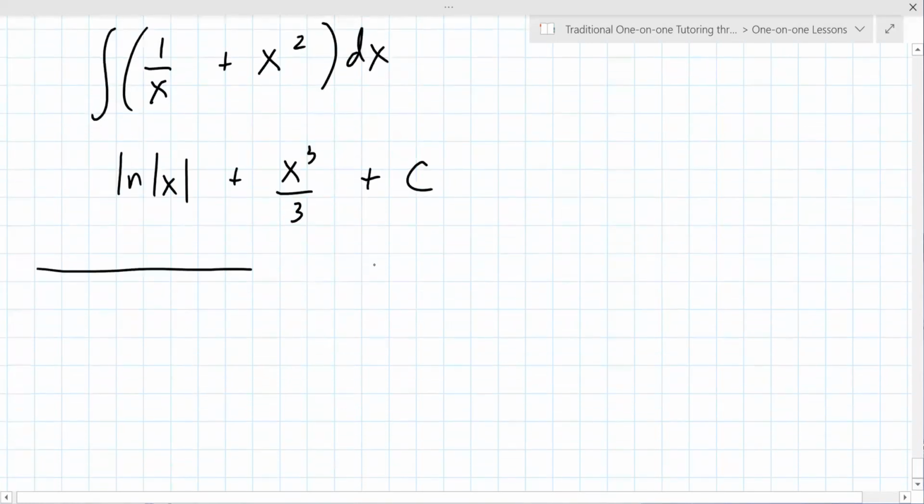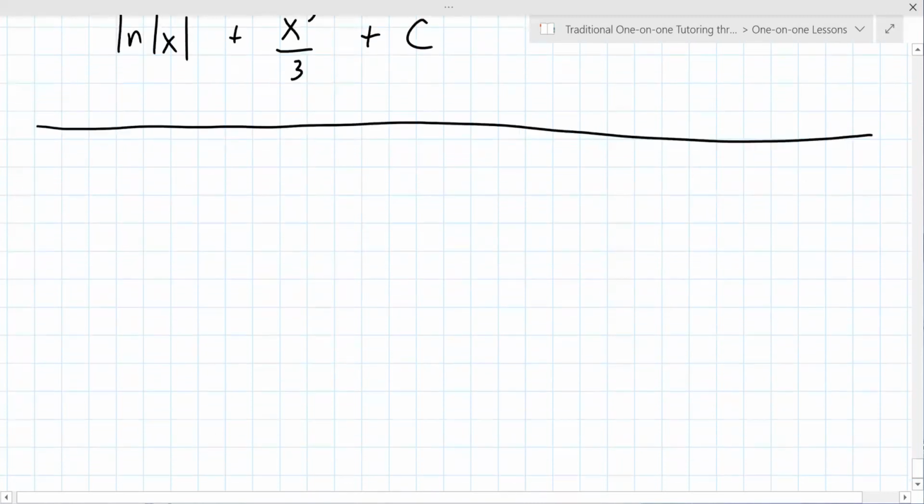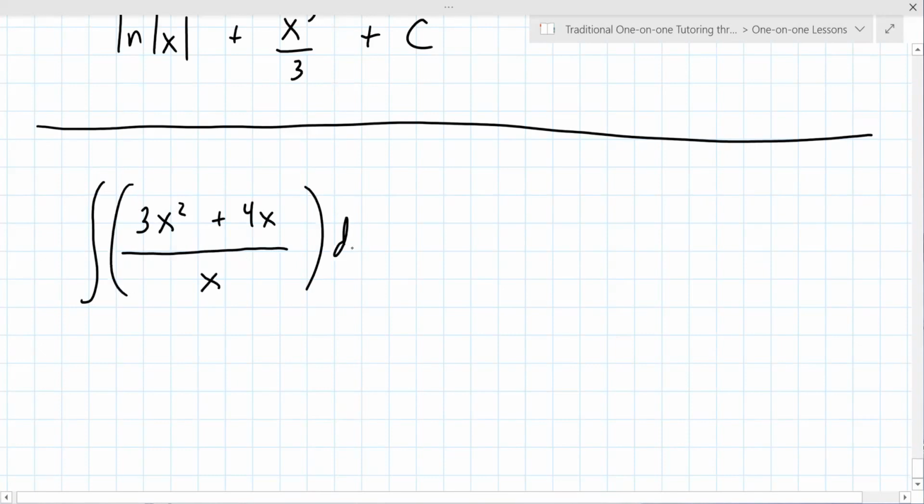Okay, let's try another one here. Let's make it just a tiny bit more difficult. Integral 3x squared plus 4x over x dx.